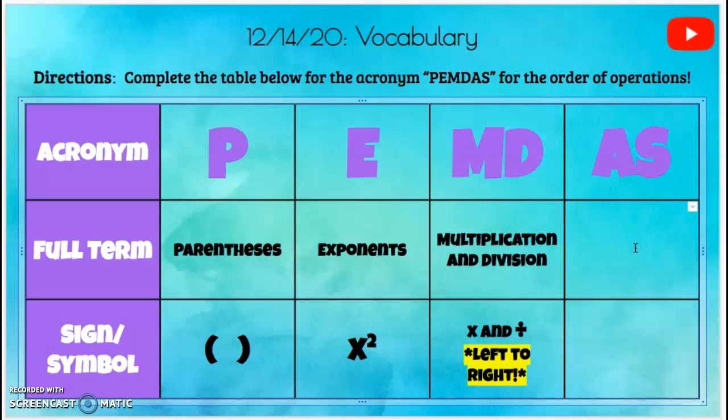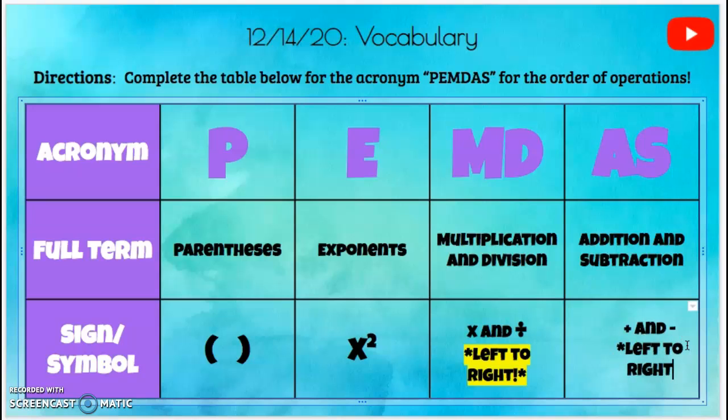A and the S is addition and subtraction. And we can put a plus and minus. Add and subtract. Left to right.